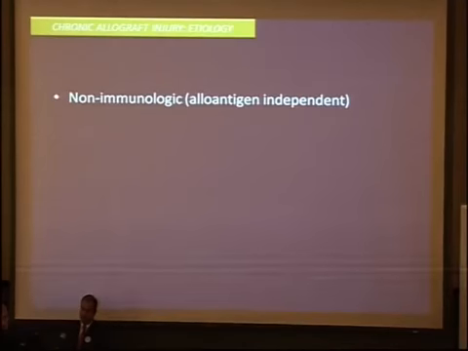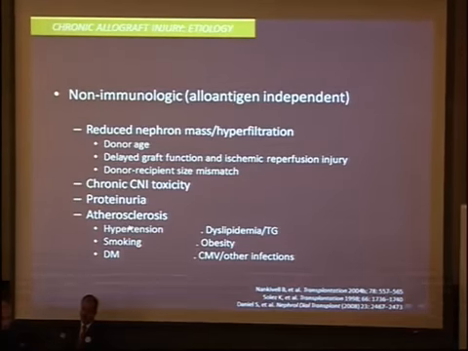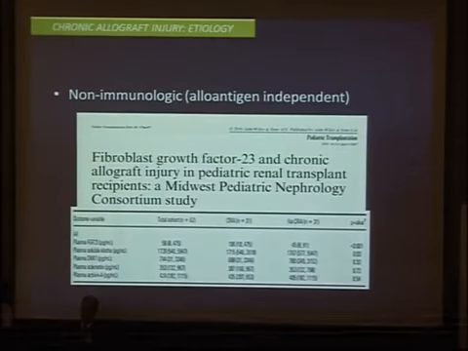The other broad category of causes is the non-immunologic category. Reduced nephron mass due to aged kidney, delayed graft function, small donor for big recipient transplantation, chronic tacrolimus or cyclosporin toxicity, persistent proteinuria due to any reason, and factors that culminate in atherosclerosis. And more recently, other factors that might cause non-immunologic chronic allograft injury, for example, FGF23, which is known in the cascade of CKD mineral bone disease, and known for its relation to cardiovascular disease, might also be related to the presence of chronic allograft injury in kidney transplant patients.